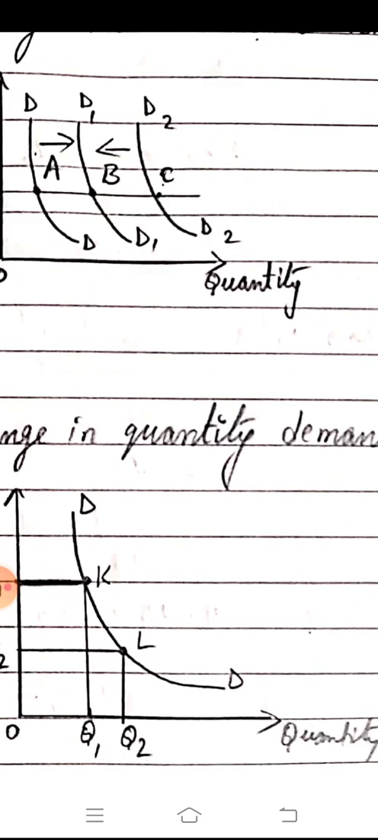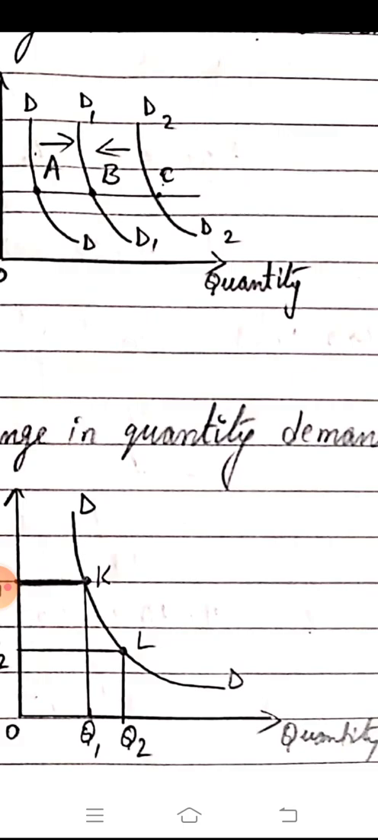We have already understood a similar kind of graph before when we were understanding the market demand curve. This is a similar demand curve. Next we have change in quantity demanded, or movement along the demand curve.